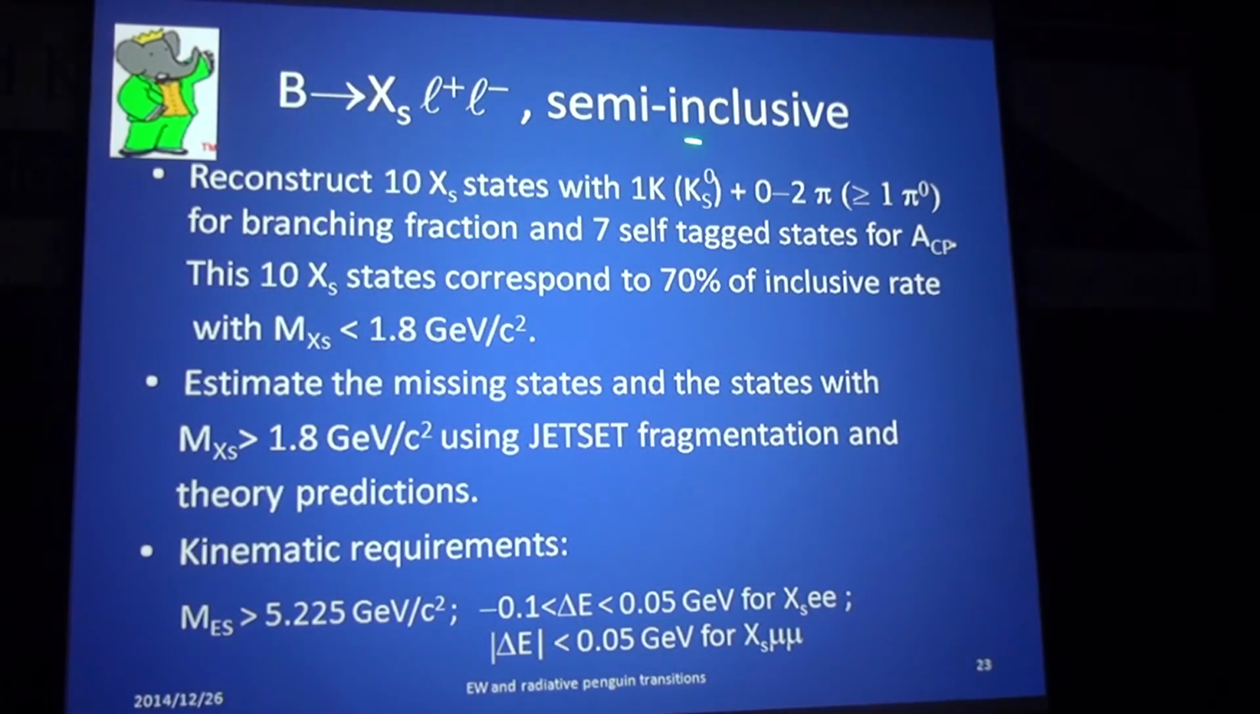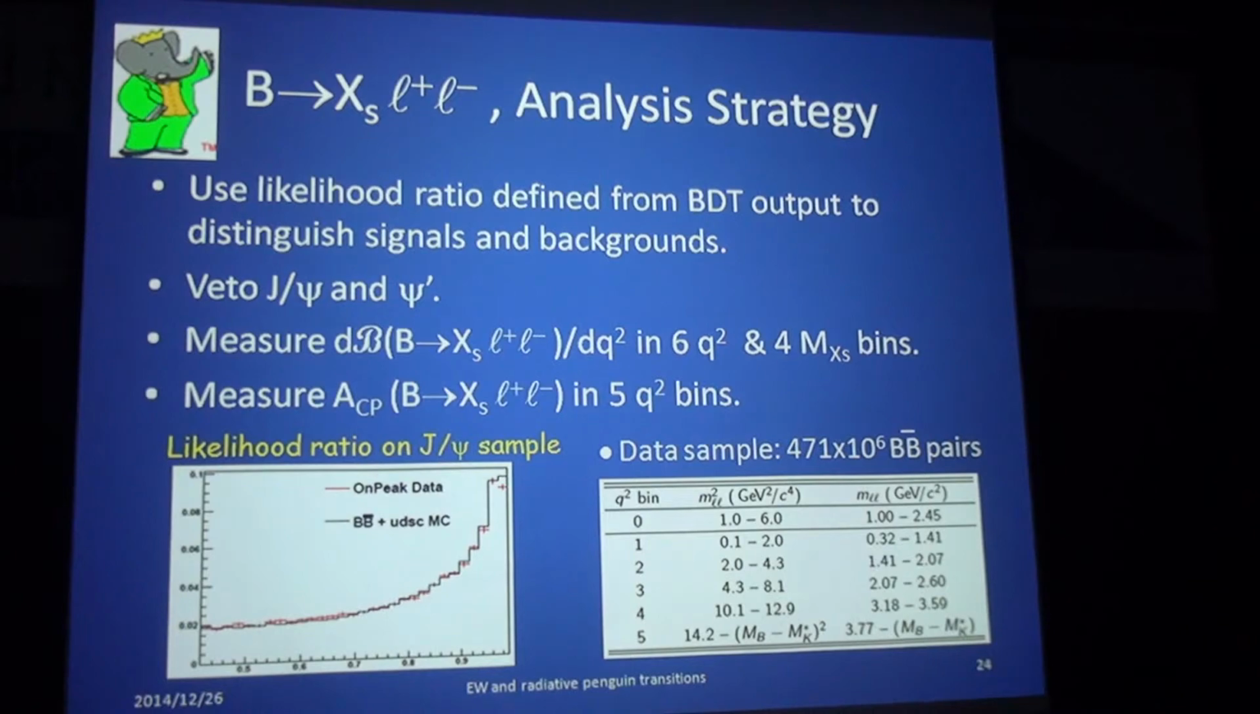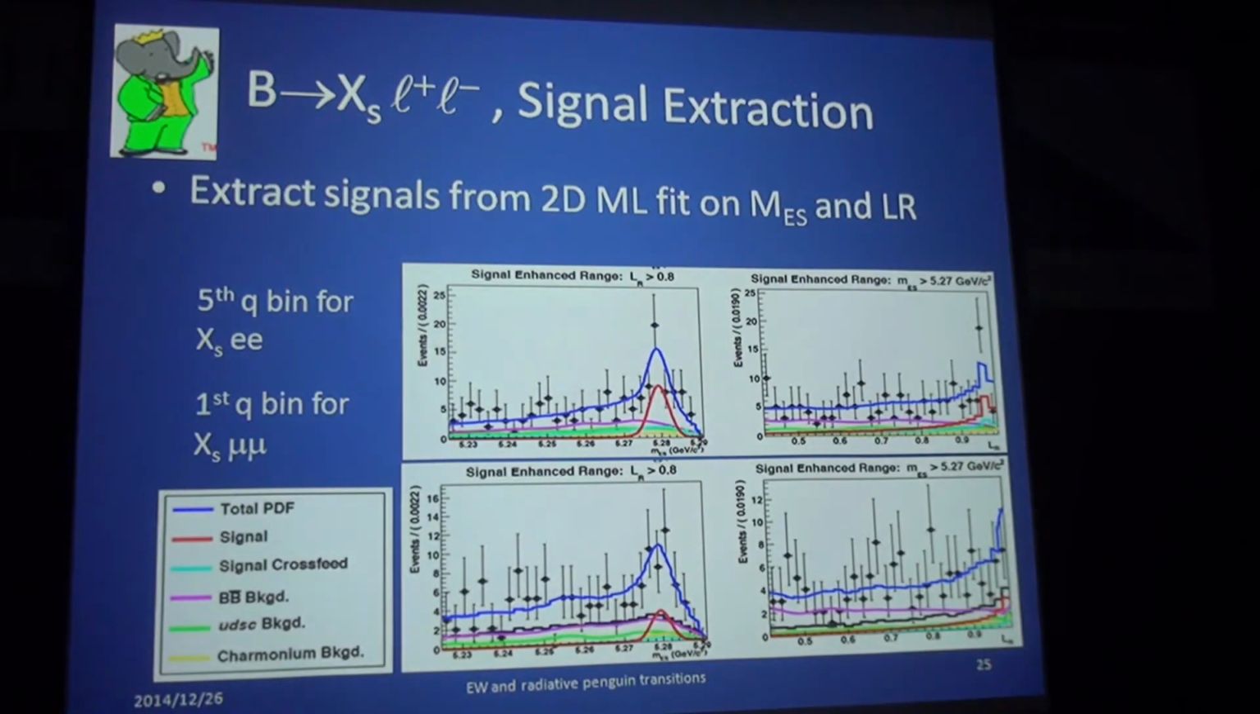BaBar also reports their semi-inclusive measurements. Again, it's the same: they reconstruct XS with many different final states, and veto the J/psi and psi prime to LL, with some kinematical requirements. All right, I'm out of time, so I'll show you the final result.